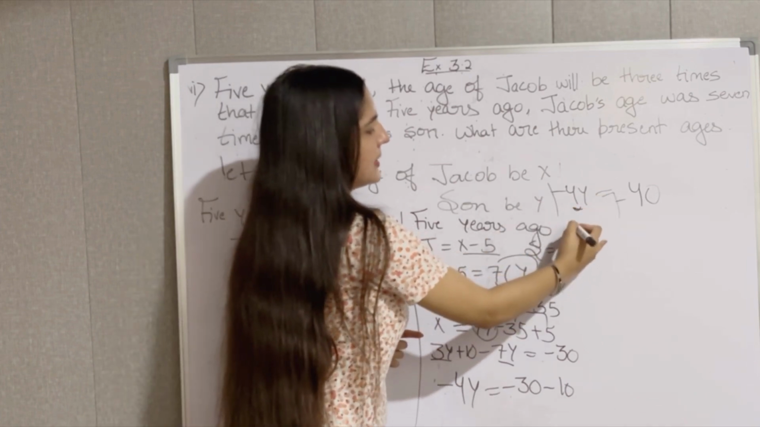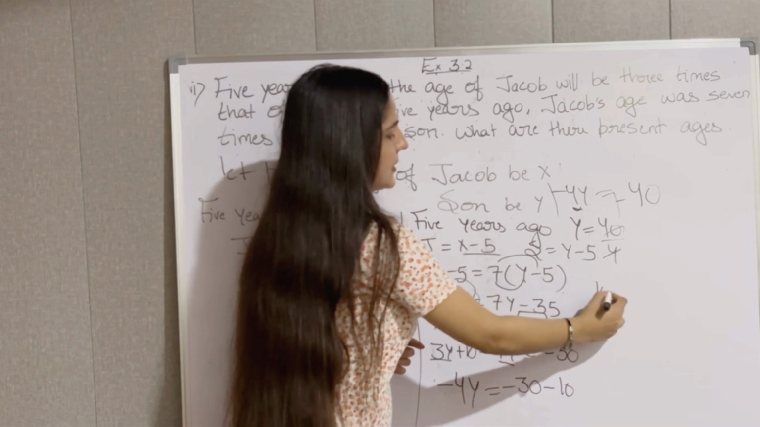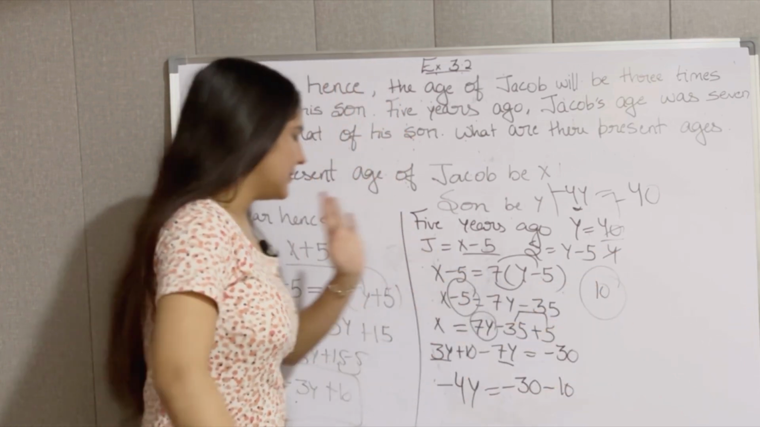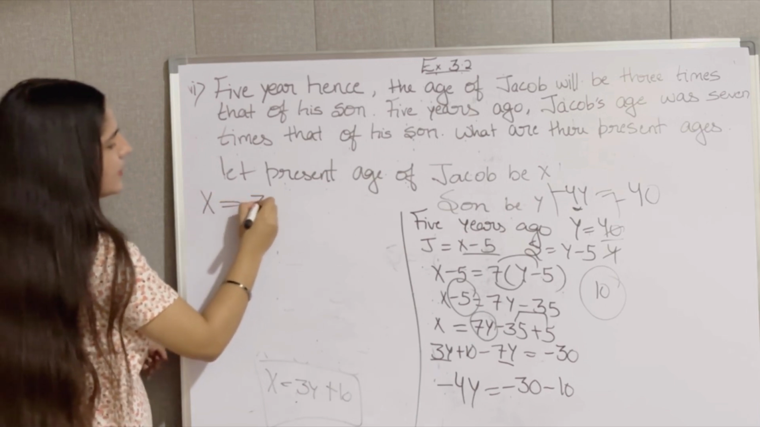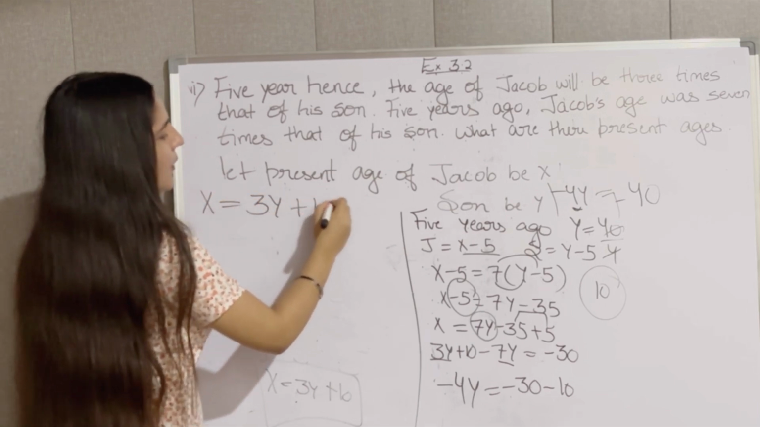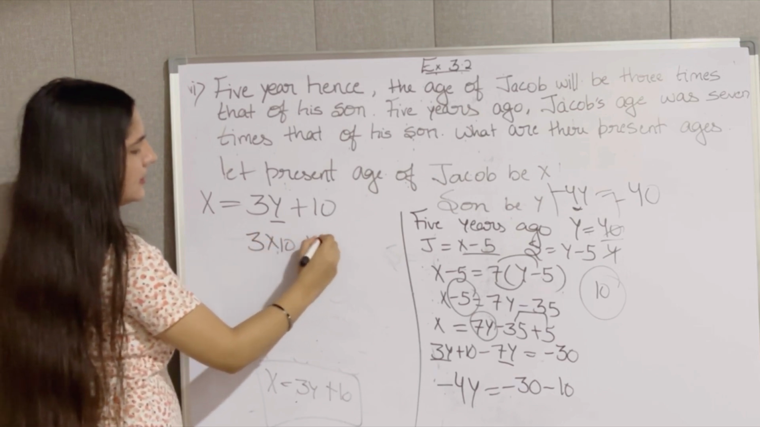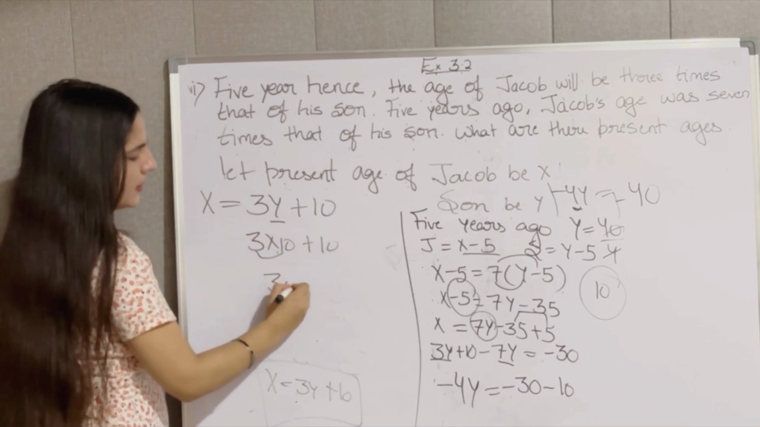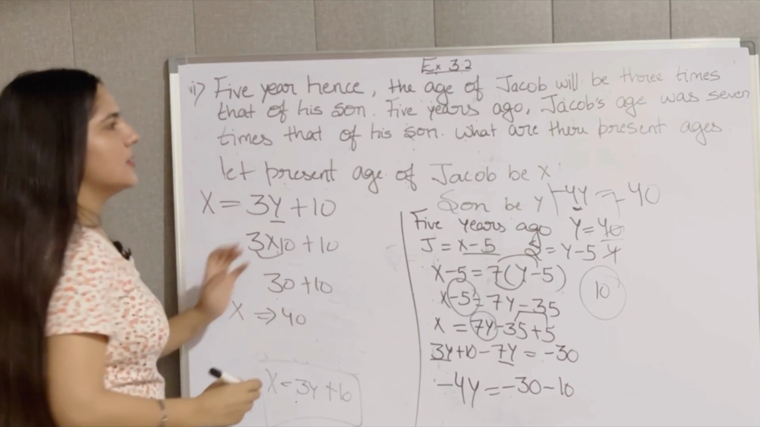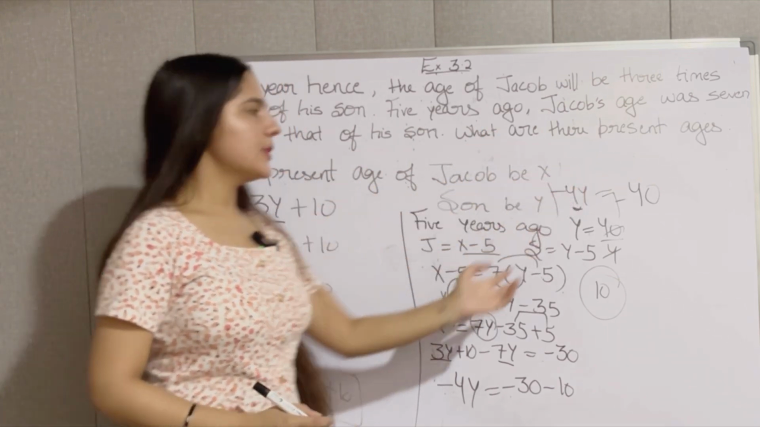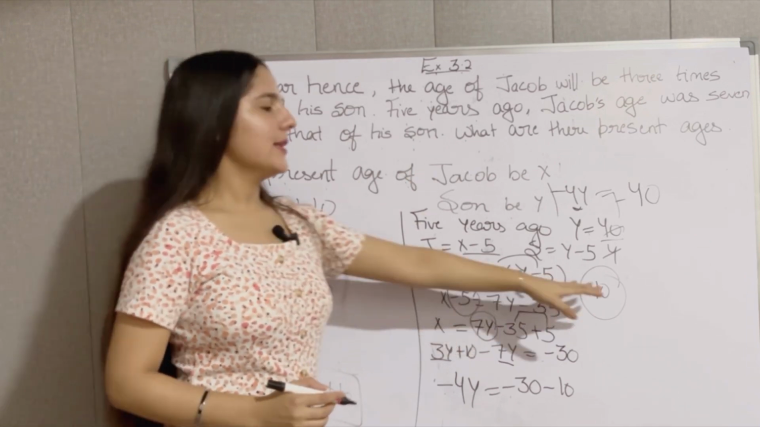This 4 is in multiplication, so it will go in division. So 40 divided by 4 gives us 10. So the value of y is 10, which we'll put here and get the value of x. Our equation is x is equal to 3y plus 10. The value of y is 10. So 3 into 10 plus 10. 3 into 10 is 30. 30 plus 10 gives us 40. So the value of x is 40. The question is asking what are their present ages. So the present age of Jacob is 40 and that of his son is 10 years.